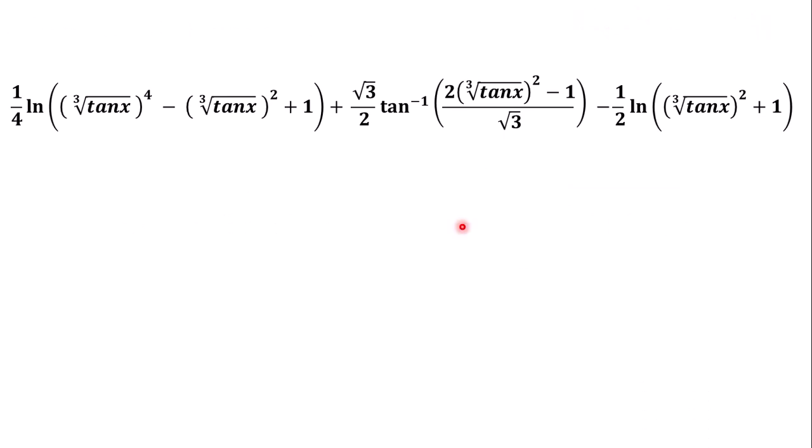Guys, do you remember in that video, as I said, I will leave a link in the description section for you. In that video, this was the answer that we had to the integral of the cube root of 4 tangent x. Yeah, that was the answer.